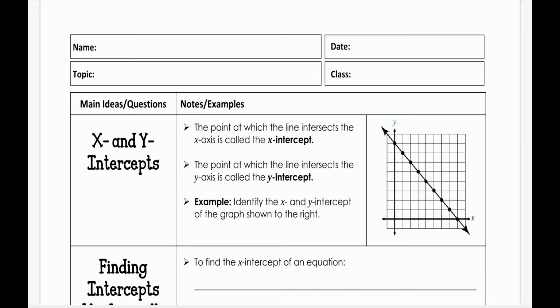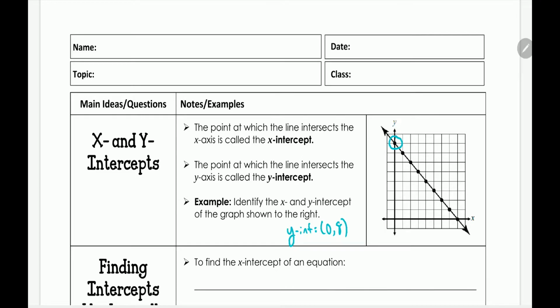So first, we're going to find the y-intercept. We're looking for the point at which the graph passes through the y-axis. And if we look, we have the point here. So the y-intercept would be the point (0, 8).